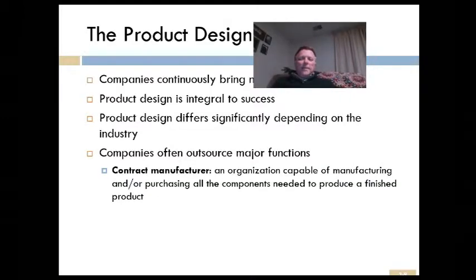The product design process is the way that companies continuously bring new products or services to market. A company's product design process really can make them very unique in the industry. A lot of companies do what's called contract manufacturing. So a company may design their product, but they'll contract it out. That happens a lot in the food industry.